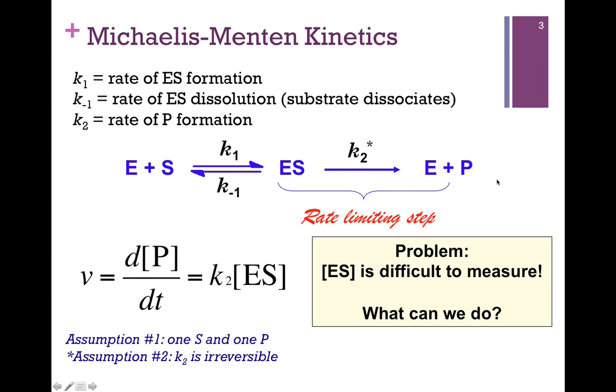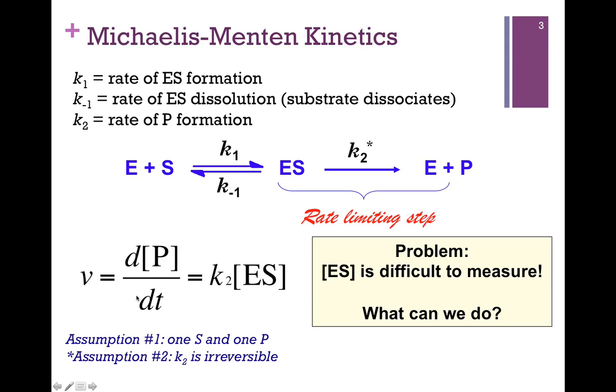Notice in this case we have a one-way arrow. That's our second assumption, as noted in the lower left of your screen. We're going to assume that K2 is irreversible. In other words, the rate at which substrate is converted to product is so rapid it never goes in the reverse direction. Note we only have a one-way arrow here. So that's our second assumption, and what that allows us to do is eliminate one of our rate constants, and that's going to simplify the algebra for us, and that's always a good thing. So the K2 rate constant represents the rate limiting step.